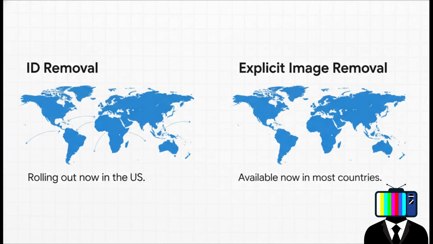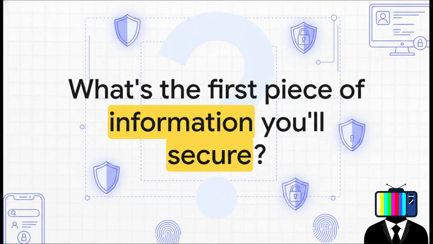So when can you start using this? The new ID removal feature is available right now in the US, and Google says they're planning to bring it to other countries soon. And the improved removal process for explicit images is already live in most places around the world. So there you have it.